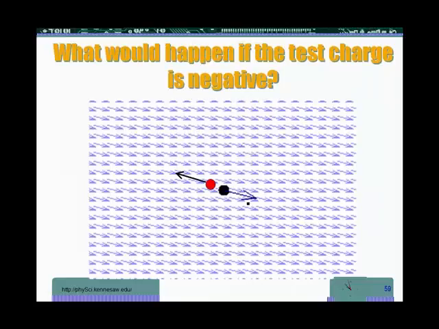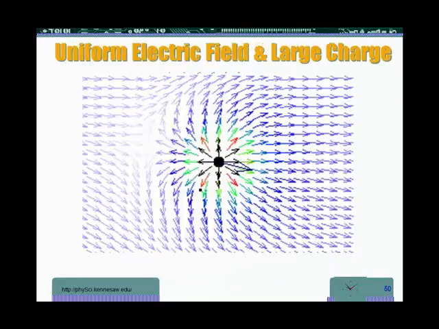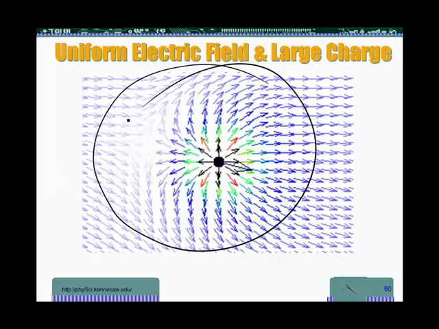Okay, this is a positive charge, that's a negative charge. This is just an illustration. What if I have a big charge, a large charge that I add to a region of uniform electrical field? Of course, if I'm going to add a large charge, that's going to affect the uniform electrical field, and it's not uniform anymore. Like in this case, we don't have a uniform electrical field anymore.